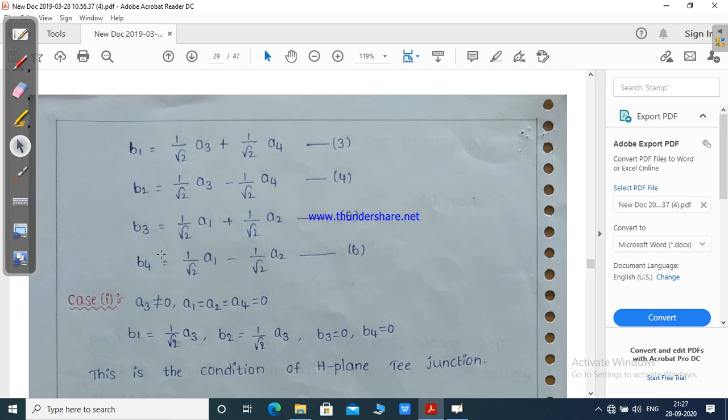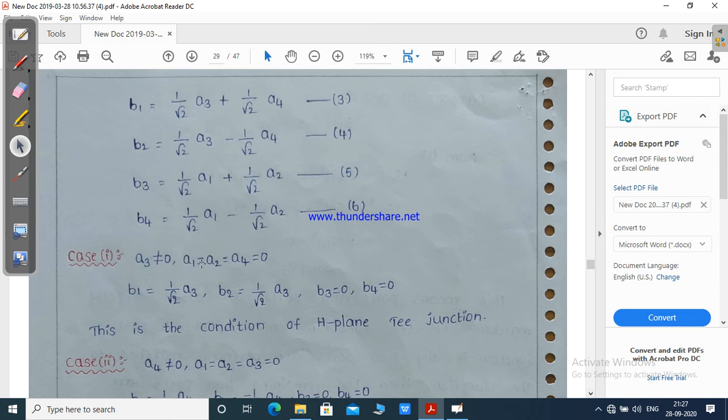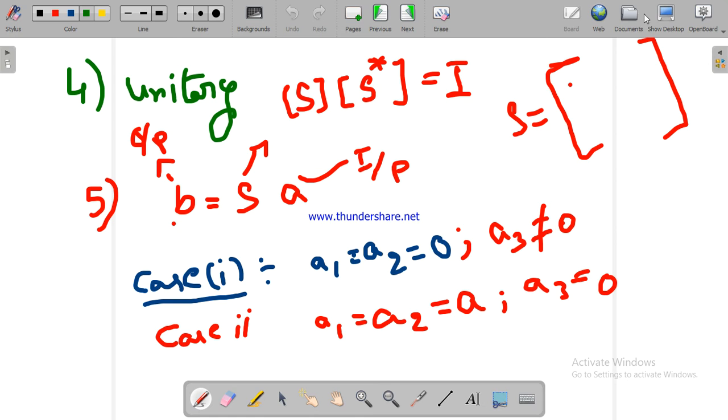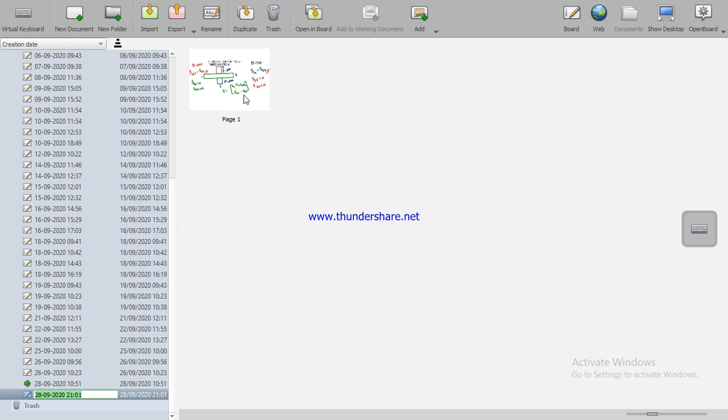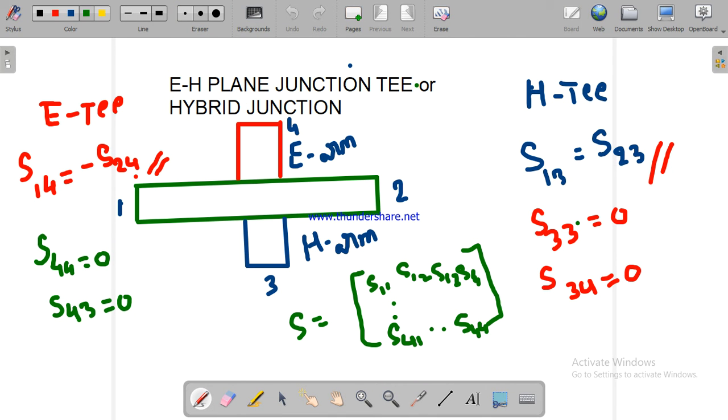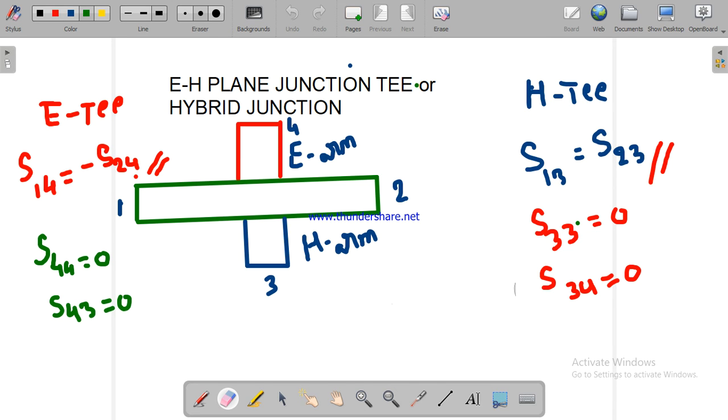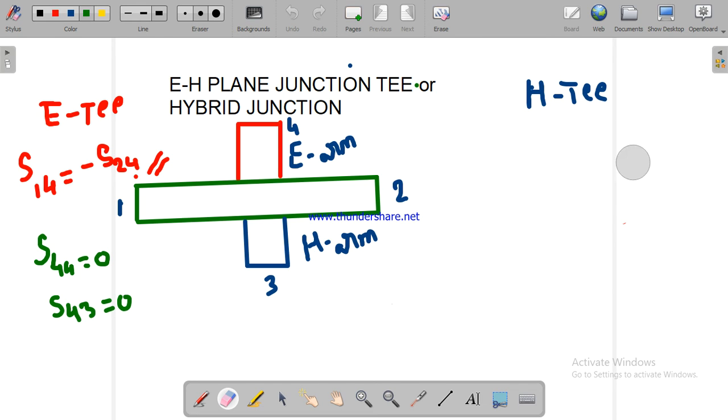Next we have to check cases. What are the cases we have? A3 is not equal to 0. What are the cases we have to check? We have different cases. Here we have 4 ports, so we can check 4, and above 5 and 6 different cases. We have to check all the cases.